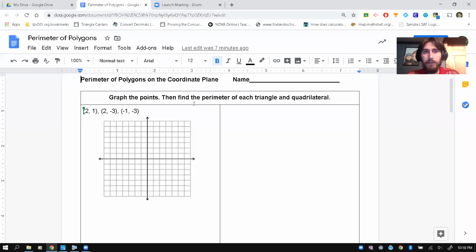And this video is going to show you how to find the perimeter of a polygon when it is created in a coordinate plane by a system of points.